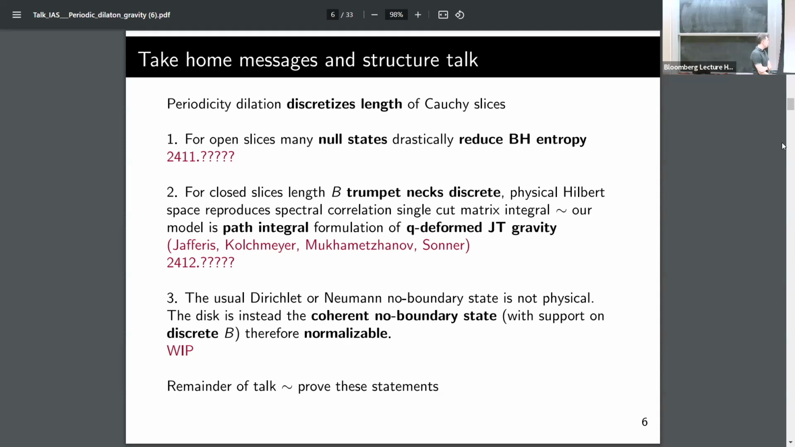And third are comments on cosmology: the usual Dirichlet-Neumann no-boundary state in this theory is actually not physical. Instead, what happens is that the disk is a coherent no-boundary state with support on discrete trumpet lengths, and is therefore normalizable as coherent states typically are.